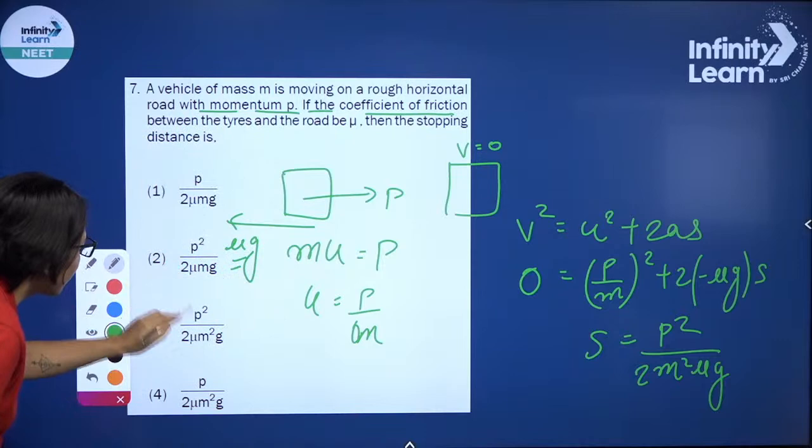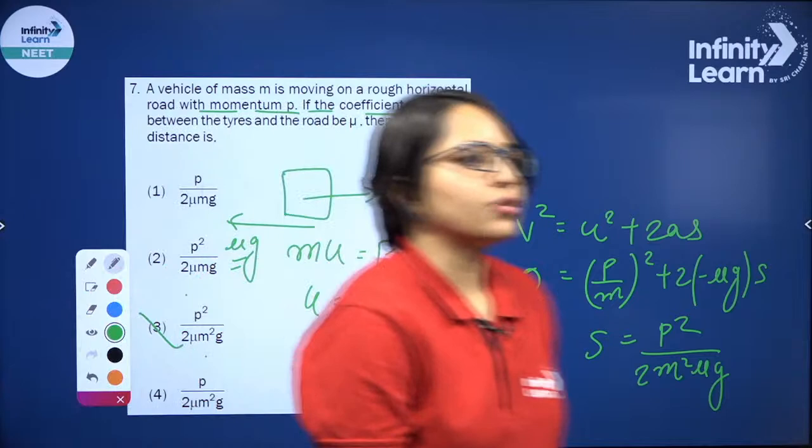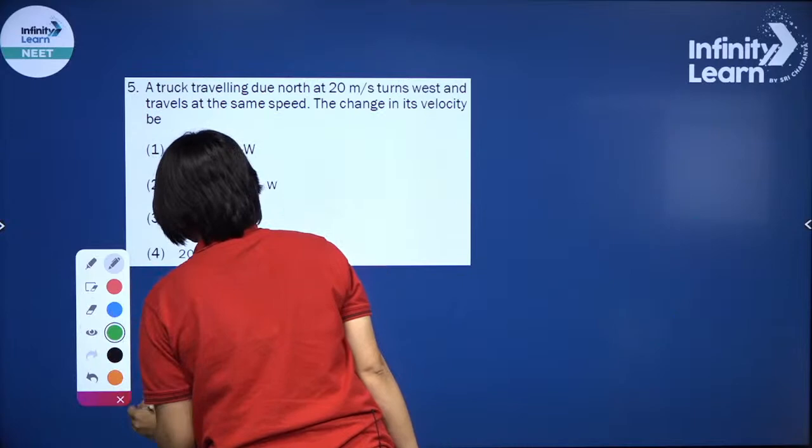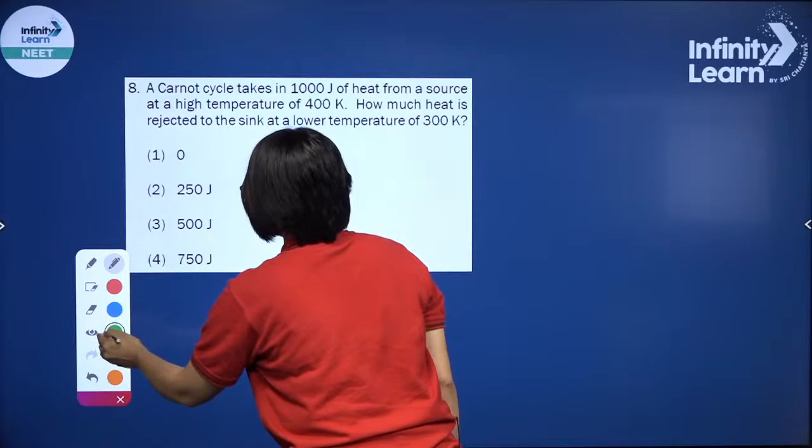Theek hai. Chalo, chalo, chalo. Question number 5 mein kya doubt aa gaya? Batao, batao, batao. Jaldi se beta. Batao apne doubts. Meanwhile, hum aage badhte hain. Agla question, question number 8.